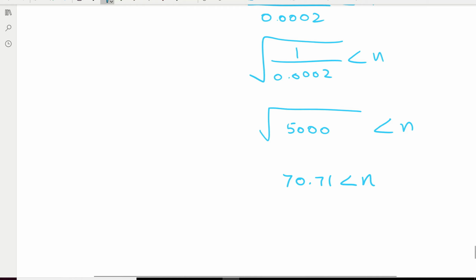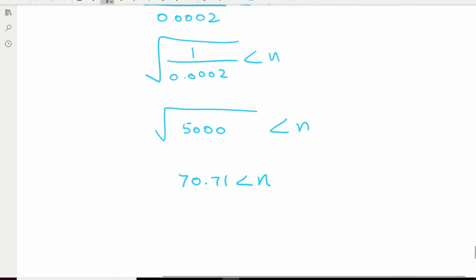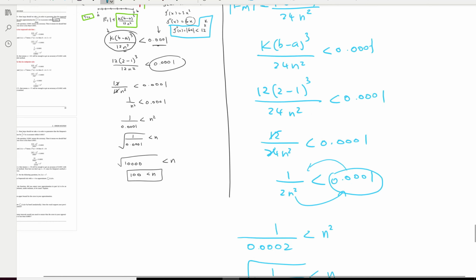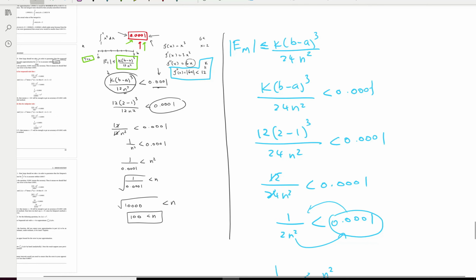Okay, so if n is larger than that when you use the midpoint rule, you're guaranteed to have an error less than 0.001. Now n has to be an integer because the number of subintervals cannot be a decimal. So what can we take? n can be 71. Okay, if you have 71 subintervals with the midpoint rule, your error is definitely going to be less than 0.001. So let's do one small discussion before we finish off this video.